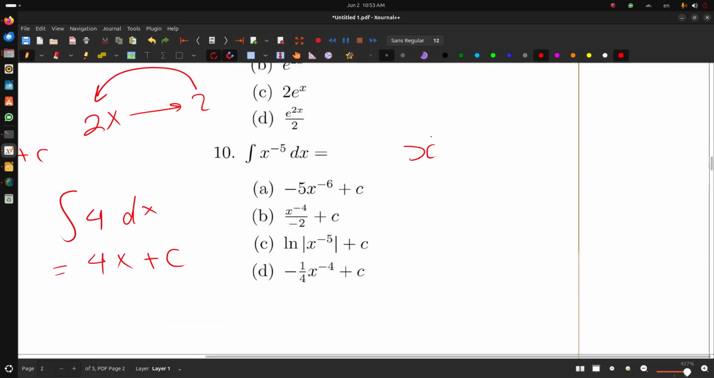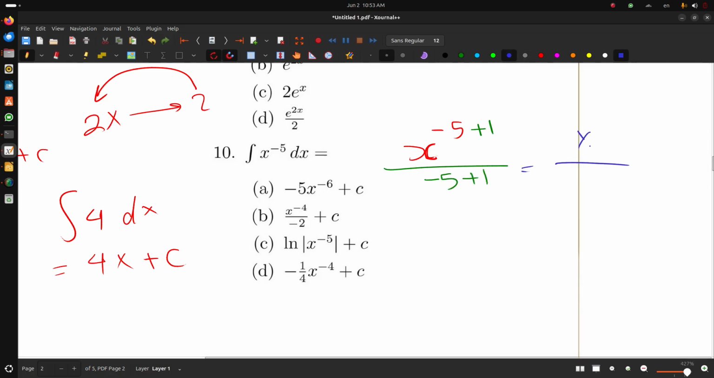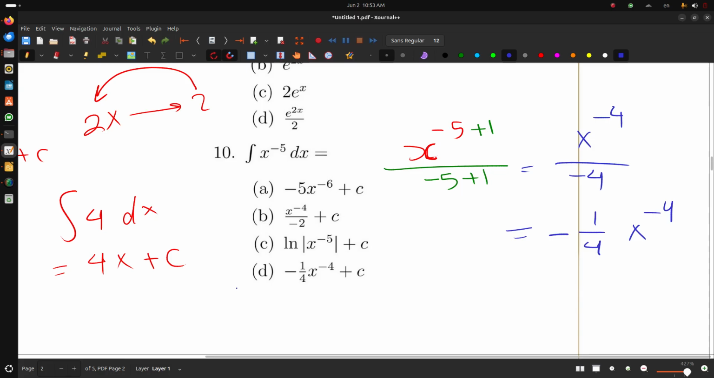Okay, next, I need the integration of x power negative 5. So to get the integration of x power negative 5, all you need to do is add 1 and then divide by negative 5 plus 1. So it will be x power negative 4 over negative 4. If you found it, it's okay. If you didn't find it, you'll find it in another form, which is the last form, because this one is the same as negative 1 over 4 x power negative 4. And don't forget a plus c, of course.